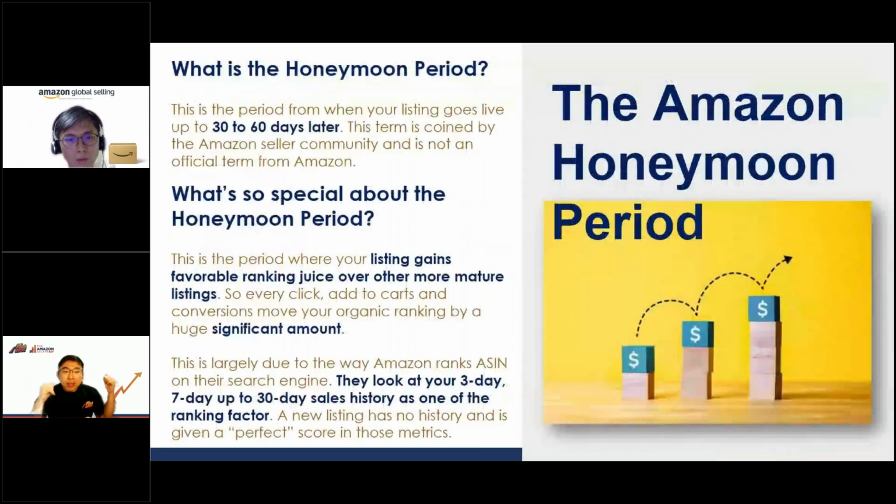Going to the honeymoon season, the first phase, which all of you are in if you're a new seller launching on Amazon. So what is the honeymoon? I want to preface that this term is not official Amazon lingo. It's a term that Amazon sellers coined. But basically, as sellers, when we launch products, we notice that within the first 30 to 60 days of launch, our organic rank boost is a lot higher than mature listings.